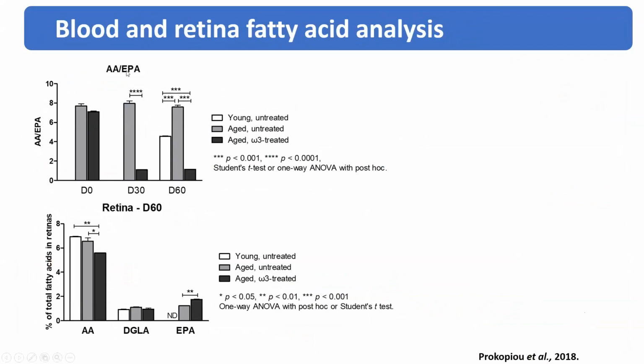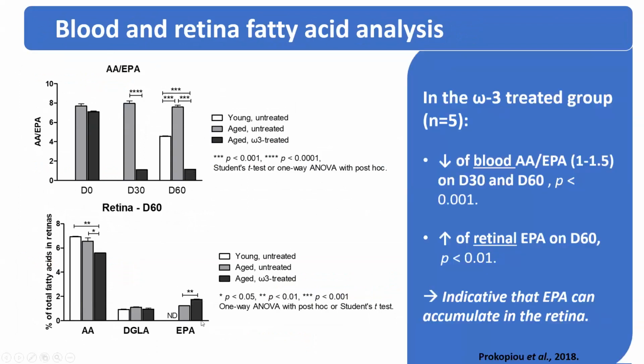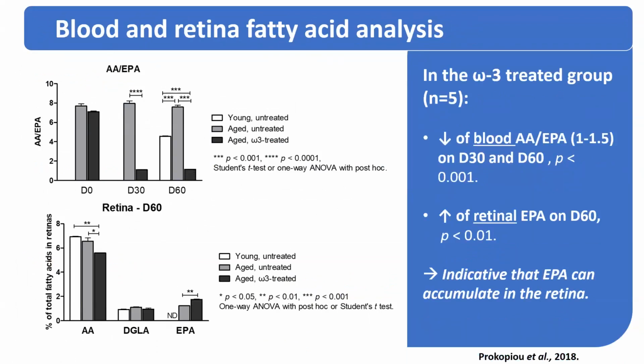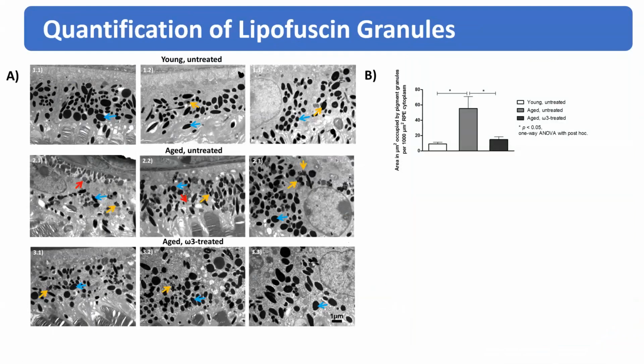What we confirmed is that the AA to EPA ratio was indeed lower at day 30 and day 60 of treatment. We also saw that EPA in the retinas on day 60 was increased in the treated group. So that showed that treatment can actually increase the EPA in the retina, which is something that was desired.